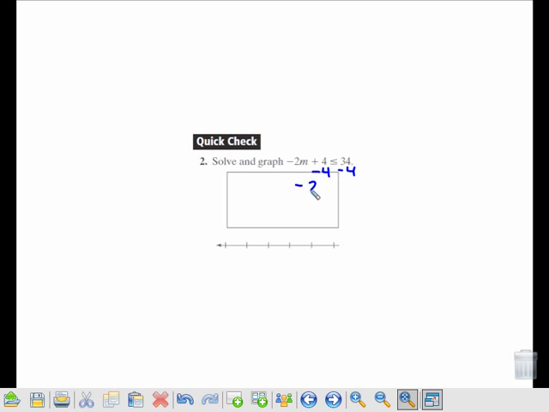So here I would subtract 4 first. I have negative 2m is less than or equal to 30. This time I divide both sides by negative 2. Since I'm dividing by a negative, I have to flip my inequality symbol. Oops. So it would become greater than or equal to, and then I have negative 15. So on my number line, I have negative 15, 0. It's greater than or equal to, so I'm going to fill in the circle. Since it's greater than, my arrow goes to the right.